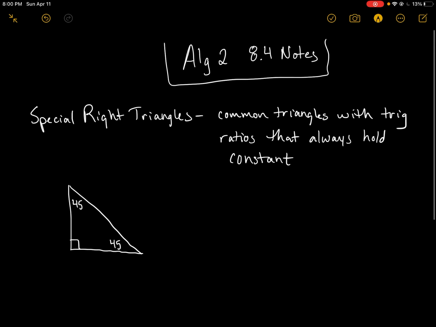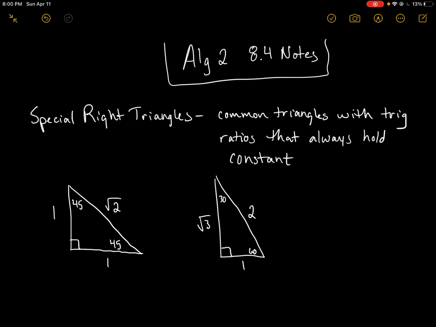So the first one is an isosceles right triangle, or a triangle that has two equal angles, or two equal 45-degree angles in this case. And when you see it, the ratio that holds true is these two sides are equal in a ratio of 1 to 1, and they are in a ratio of root 2 to the hypotenuse. The second triangle that you'll see is a 30, 60, 90 triangle, another common one. And in this case, the side across from 30 is 1, the side across from 60 is the square root of 3, and the hypotenuse is 2.